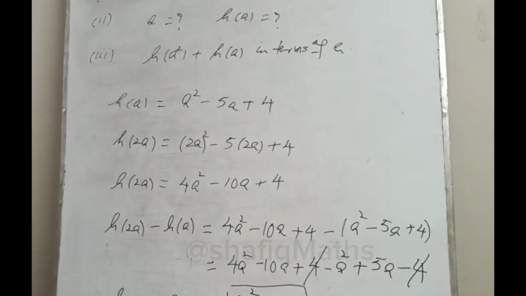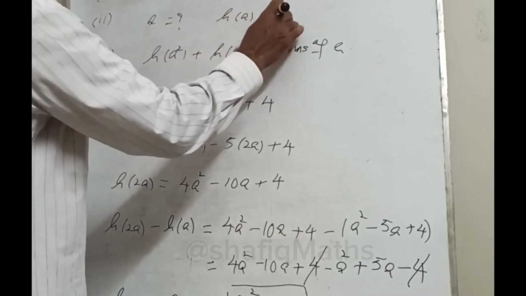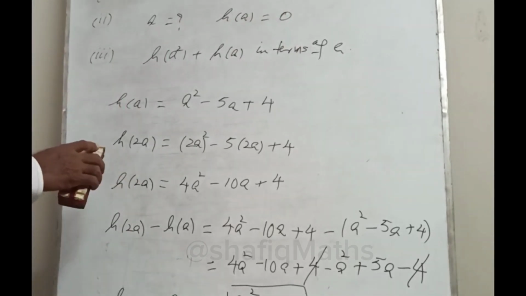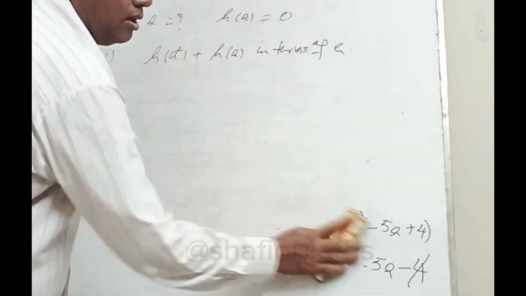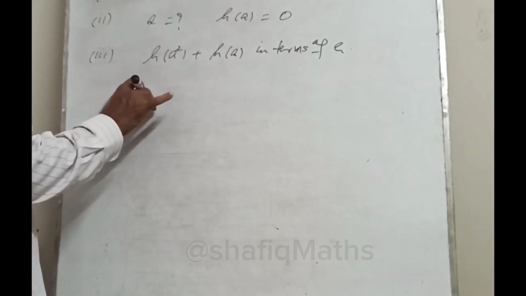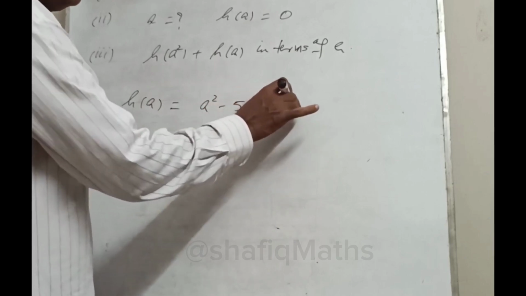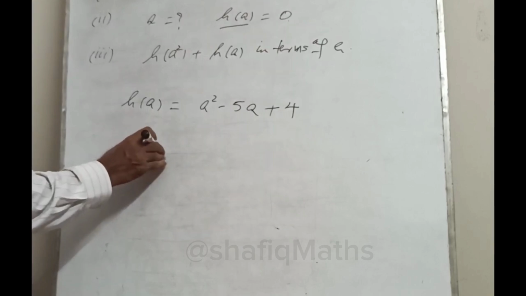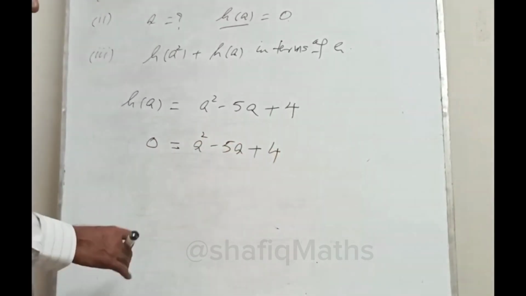Now we are coming to the second part of the question. Find the values of a when h(a) equals 0. For this purpose, first of all, we are writing the value of h(a). h(a) equals a square minus 5a plus 4. And as you know that the value of h(a) is 0, we are replacing it here. 0 equals a square minus 5a plus 4.